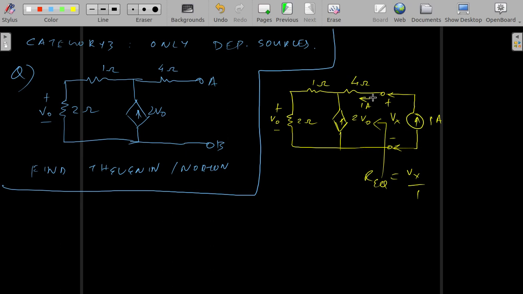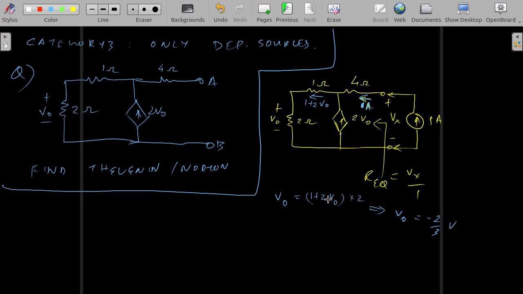Okay, so we have 1 ampere here, and we have 2 V0 here, so it will be 1 plus 2 V0 coming this way. Now what do we do? Now we just write the current equations. We have 1 plus 2 V0 current coming this way, and it is creating this V0. So we can write V0 is equal to (1 plus 2 V0) into 2. From this we will get V0 is equal to minus 2 by 3 volt.